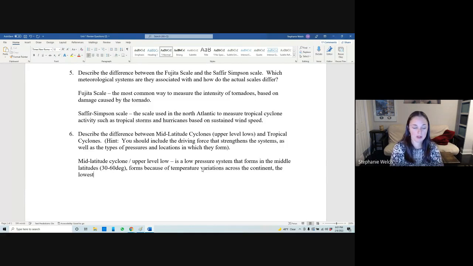The lowest pressure and greatest wind speeds are at the highest point in the storm, or the highest altitude. And that's why they're called upper level lows.